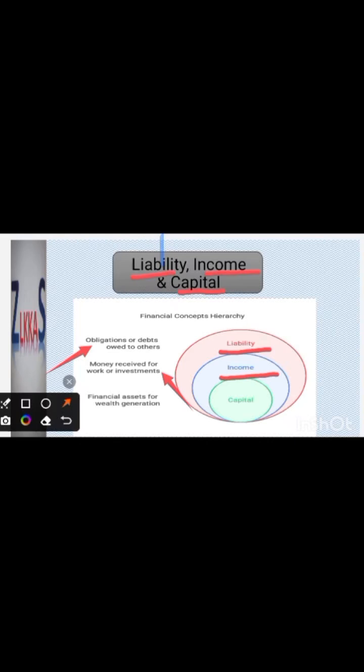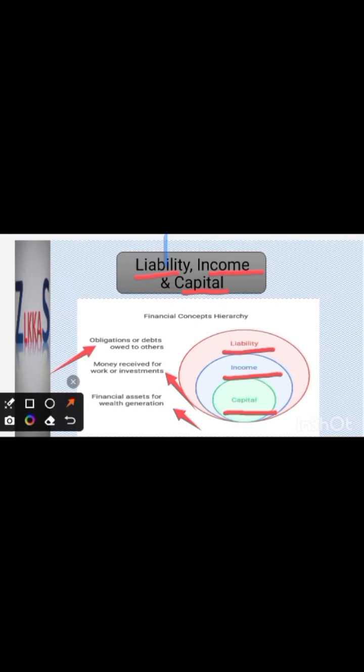The third account is the capital account. Capital or equity, both are the same thing. So what is actually capital or equity? Financial assets for wealth generation. These are basically the assets of the company. Like the owner has invested something in the business, that can be cash, or in the form of any machinery, in the form of land. Investment from the side of the owner is actually the capital or the equity. The purpose of that is to generate wealth, to get the income and revenue. So here are the three accounts: liability, income, and capital.